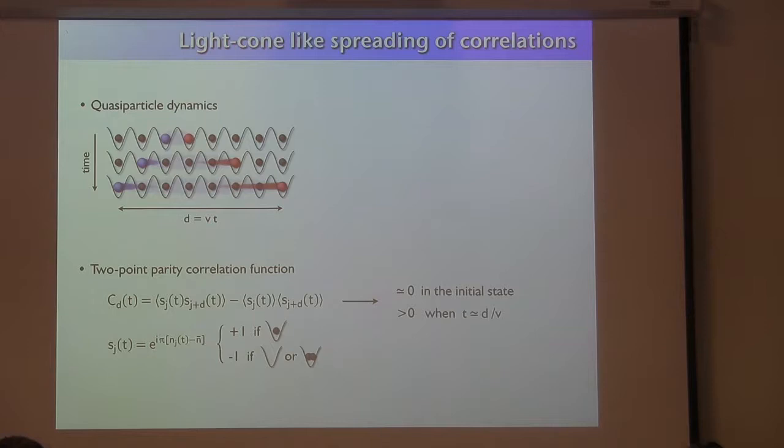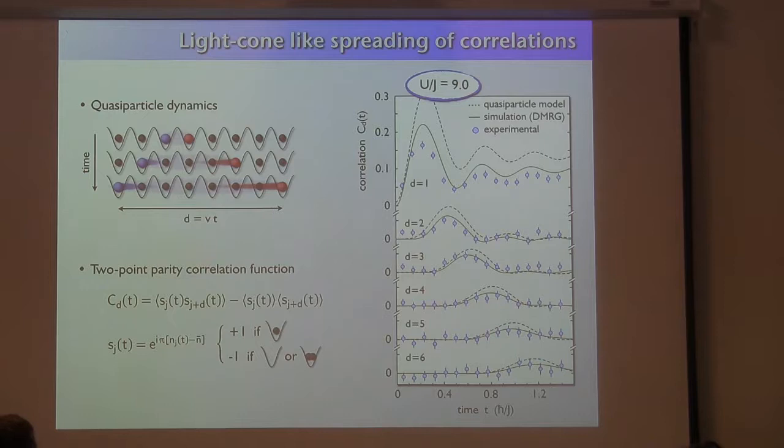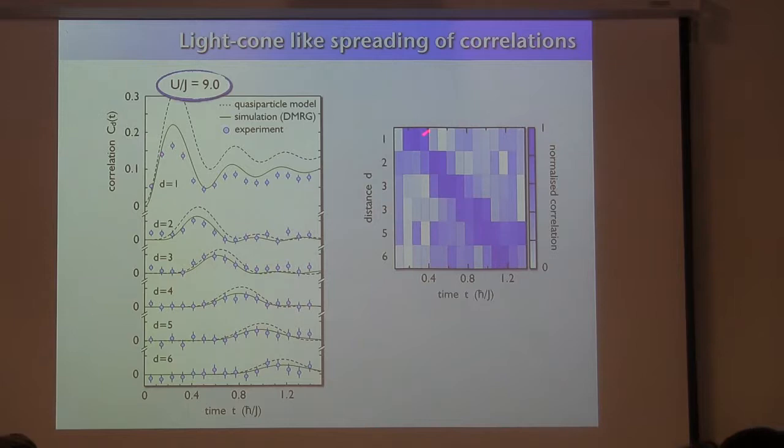Okay, and here's the data for this. We're correlating a hole here with a doublon here, which we see as a hole, so hole-hole. You can see as a function of time how this correlation maximum spreads out almost linearly in time, very much like what we expect from this light cone dynamics. The solid lines are DMRG simulations that you've heard about in some of the talks. If we plot this in 2D, this maximum of the correlation spreading out, you can see that these hole correlations indeed spread out very nicely in this linear fashion. If you plot a line through that, it's very nicely what we expect from this light cone dynamics.